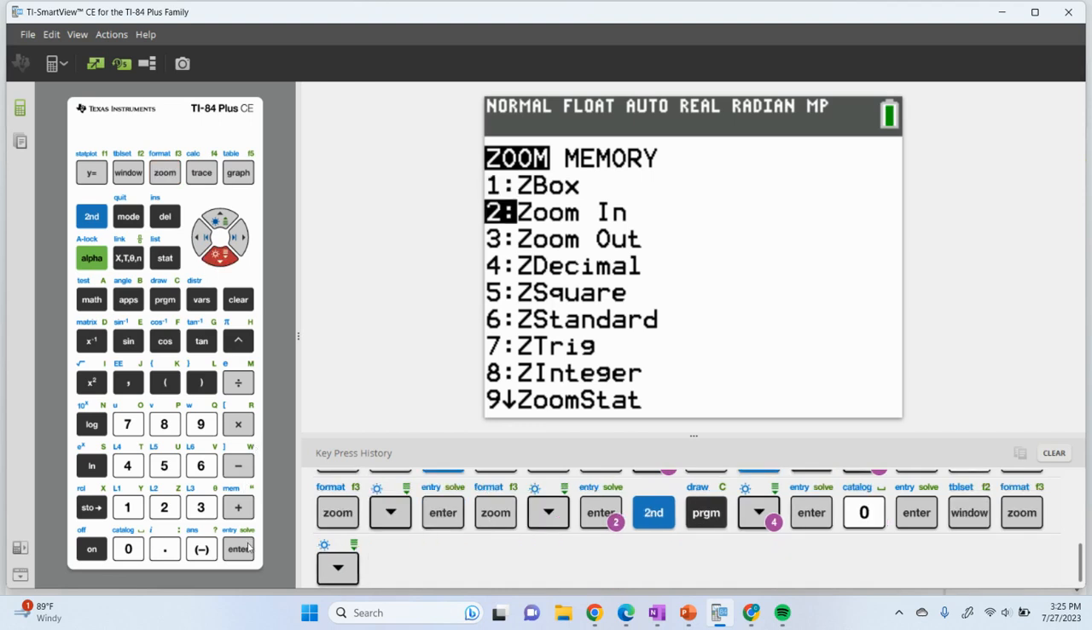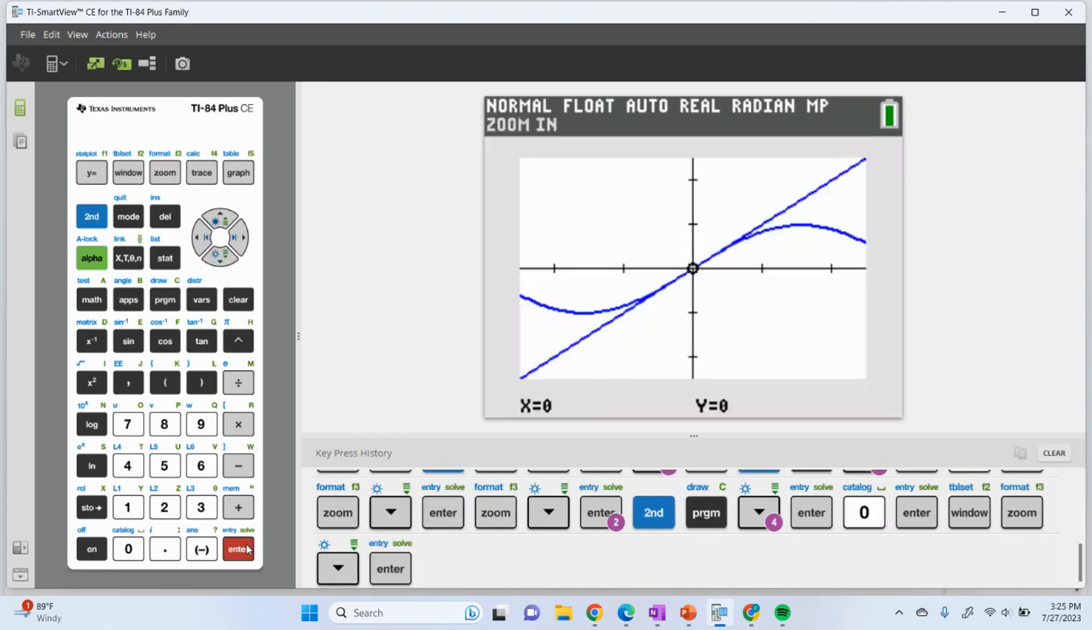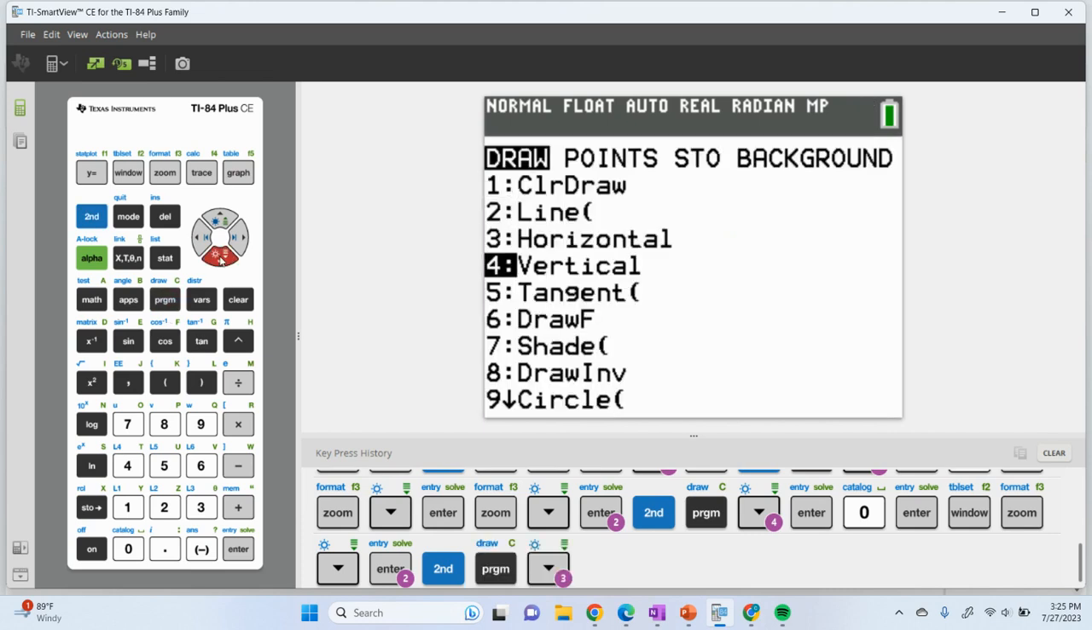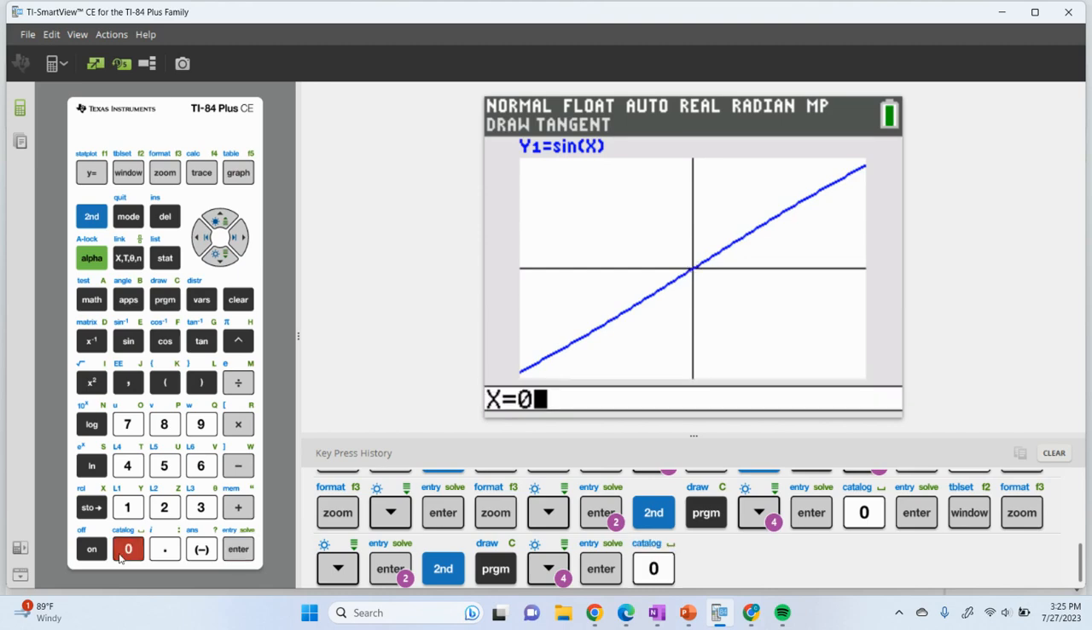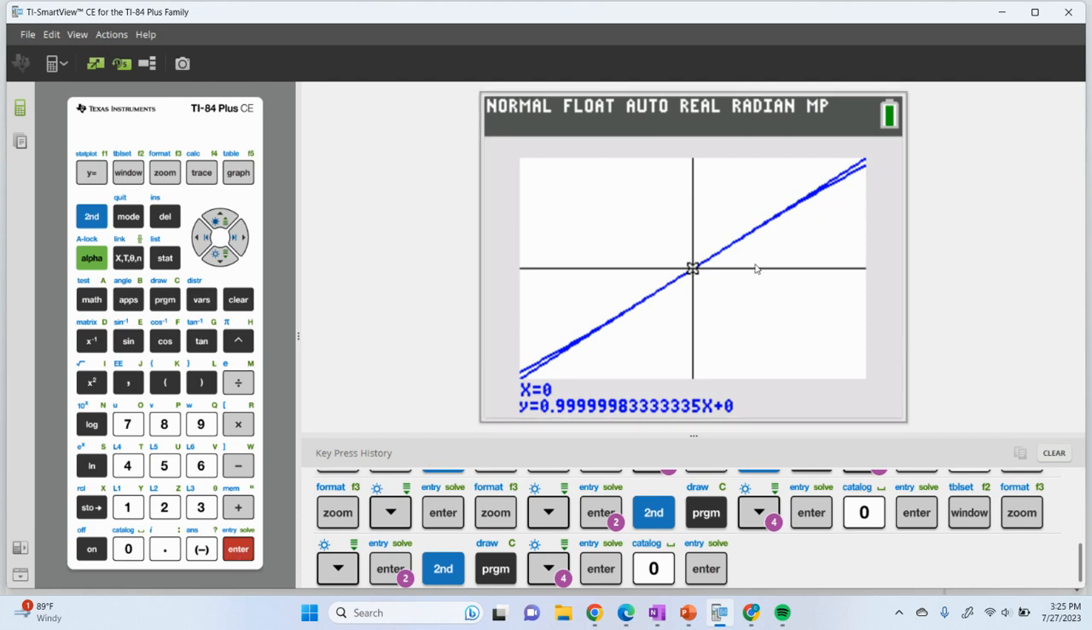Zoom in. I'm going to hit enter to activate it. Okay, so this is my function. Now I'm going to go to second, program to draw, and I'm going to go to tangent one last time. Calculator, get me a tangent line at 0, enter. You can barely see a difference here.